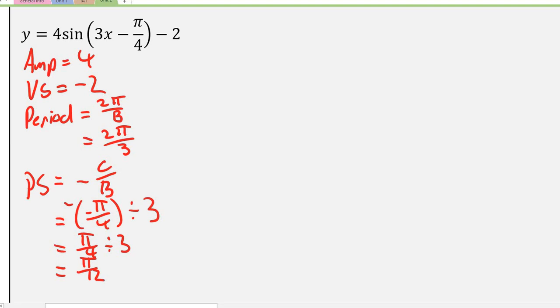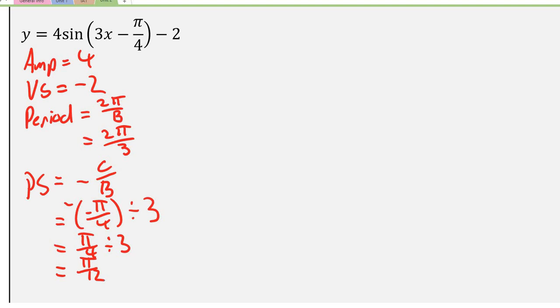Can anyone tell me what's pi on 12 as a degree? What's pi on 6? Yeah, pi on 6 is 30, so pi on 12 would be 15, half of pi on 6.